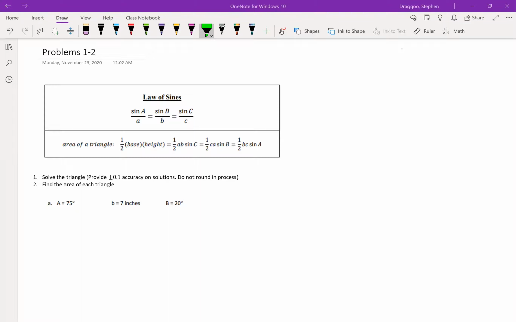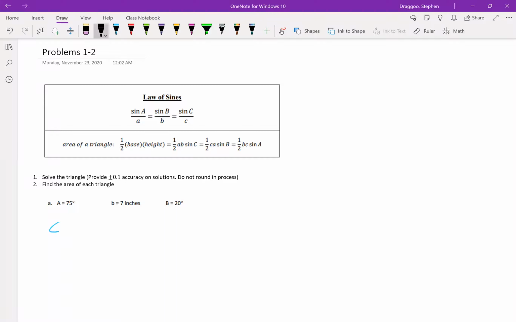So let's get started. In problem 1, we're told that angle A is 75 degrees, and side B is 7 inches, and angle B is 20 degrees. So we may as well start by solving for angle C. Since I already know 2 angles, I'm just going to solve for the third one right away.